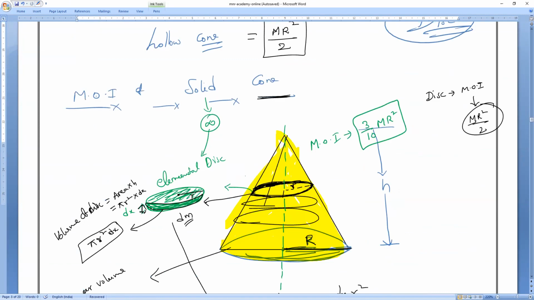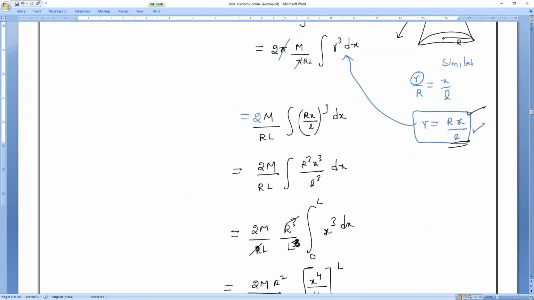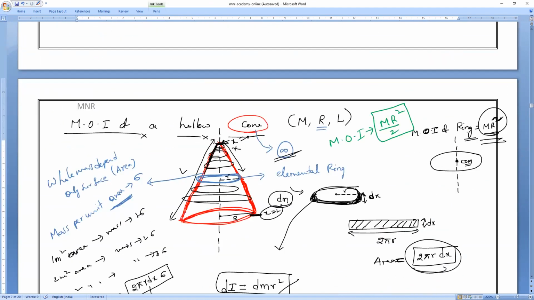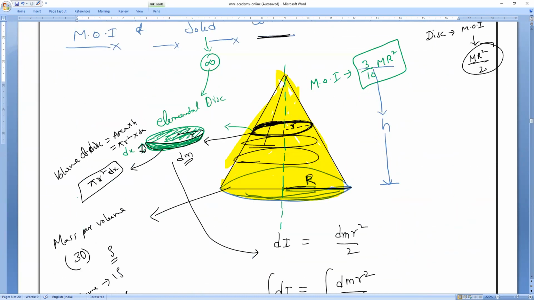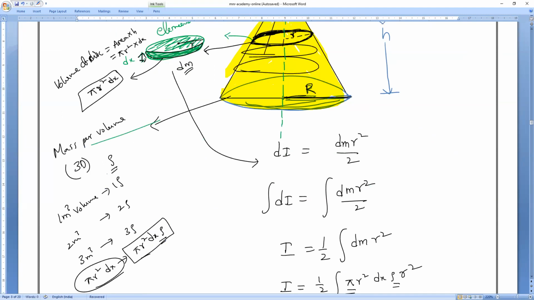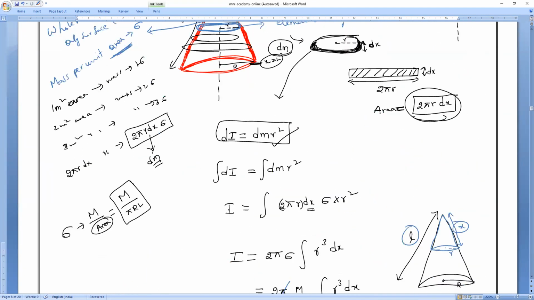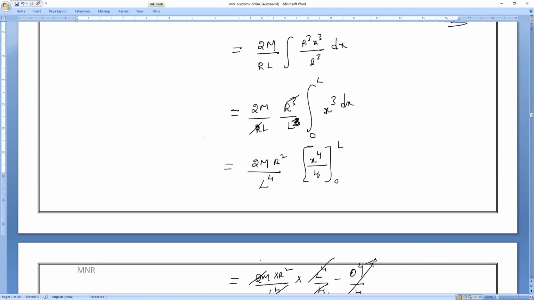Here solid cone is a 3-dimensional one and in hollow cone the entire mass depends only on area. But in solid cone, it is present on volume. So that is why it is mass per volume, it is rho, and this is mass per area, it is sigma. So don't get confused. Are you clear, Mr. Pradosh? Anything doubt? Rudra, understand? Yes, sir.